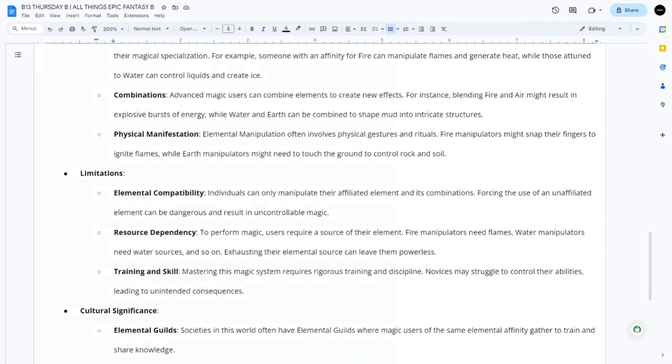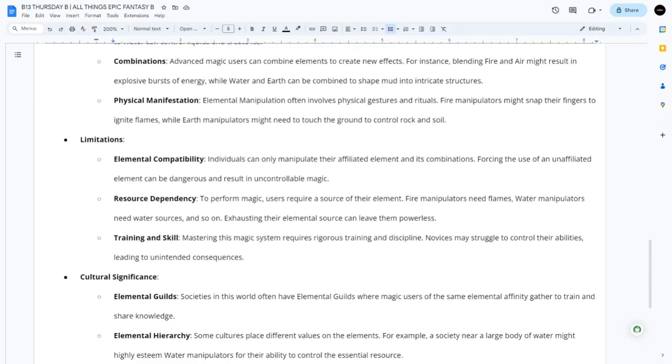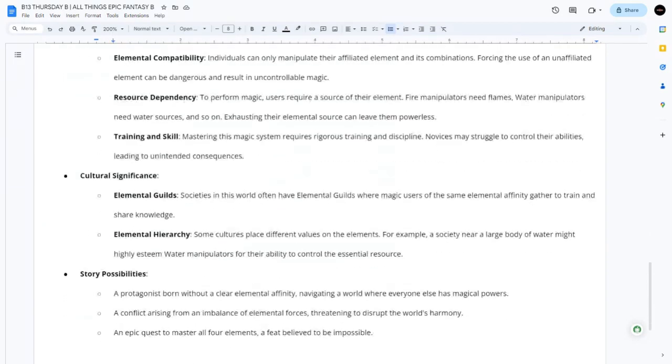for instance, as you can see, blending fire and air might result in explosive bursts of energy, while water and earth can be combined to shape mud into intricate structures. What about the physical manifestation? Well, elemental manipulation often involves physical gestures and rituals. Fire manipulators might snap their fingers to ignite flames, while earth manipulators might need to touch the ground to control rock and soil. There has to be limitations, right?